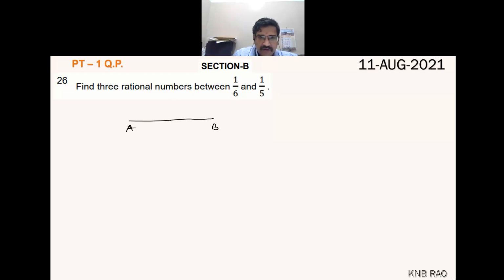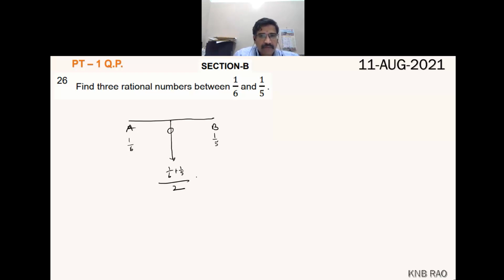So the midpoint is always the center of A and B, which means if I have 1 by 6 and 1 by 5, whichever comes in between them is the midpoint of this 1 by 5 and 1 by 6. We find it by finding an average. The sum of them divided by 2 gives this point.